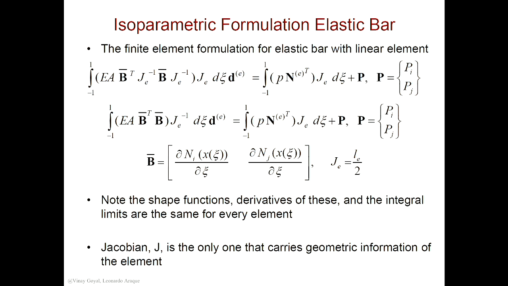The only thing now that I want you to pay attention to: this B bar, does that depend on x now? No, it's only dependent on c. That's it. Are these N's dependent on x? No, they're dependent on c. What is the only thing you see here that depends on the coordinates of the element? J. That J is the only one, and in this case it doesn't even depend on the coordinates. It's actually L over 2. But it is the only thing that's going to have that information.